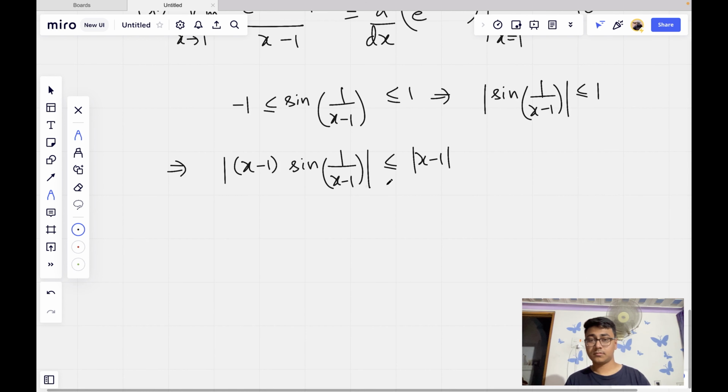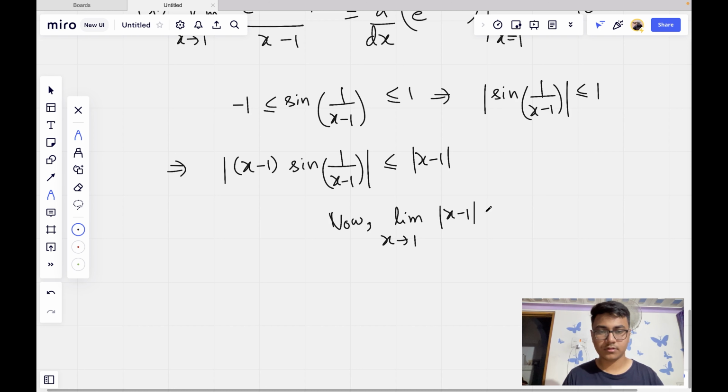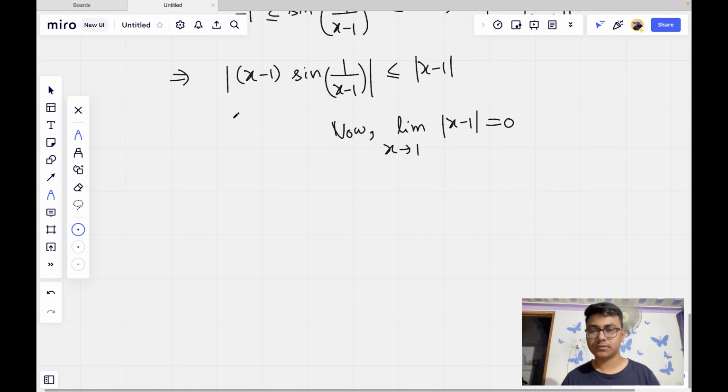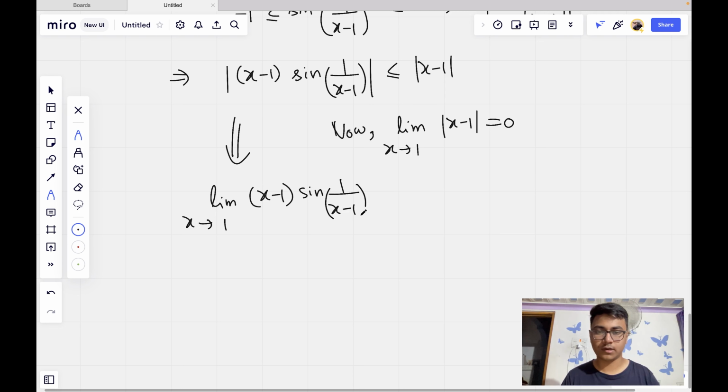The idea is basically the same. Since I don't want to get into the confusion of the inequalities getting reversed, I'm just using modulus. The idea is just the same. We'll use the squeeze theorem. Now the limit as x tends to 1 of this is equal to 0, and this is a non-negative quantity getting sandwiched to 0. So this just implies the limit as x tends to 1 of x minus 1 times sine of 1 by x minus 1 is equal to 0. So this limit exists as well.